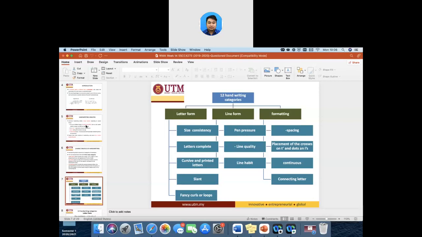Formatting, spacing between words and spacing between letters itself. Okay, placement of crosses on the T's and the dots on the I's. So this kan huruf T ada stroke kan di tengah. So some people might stroke in the middle, some people might stroke more towards the upward punya position. Okay, dots on the I's also. It depends. Okay. Continuous and connecting letters. So ada setengah orang suka tulis continuous. Ada setengah orang dia suka connect letters between letters.